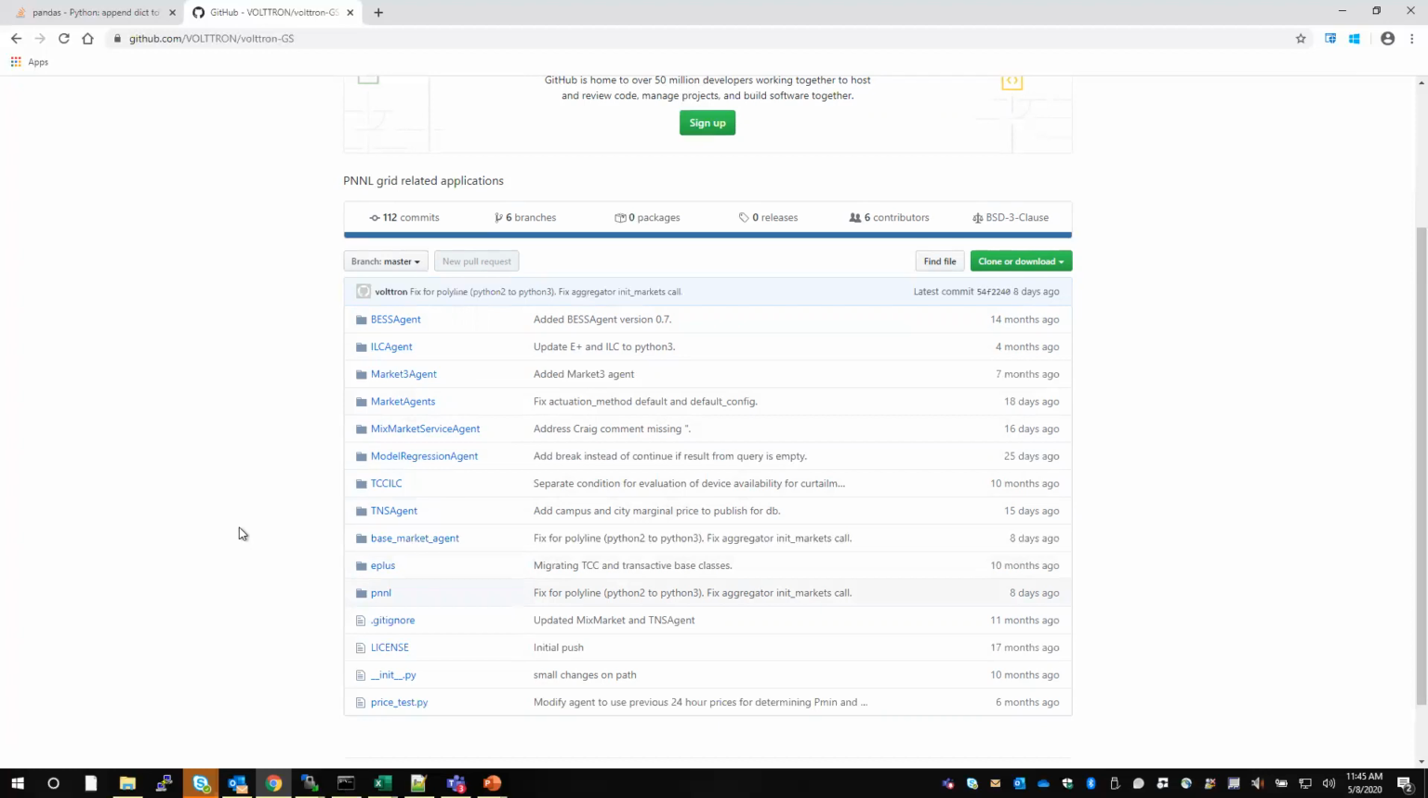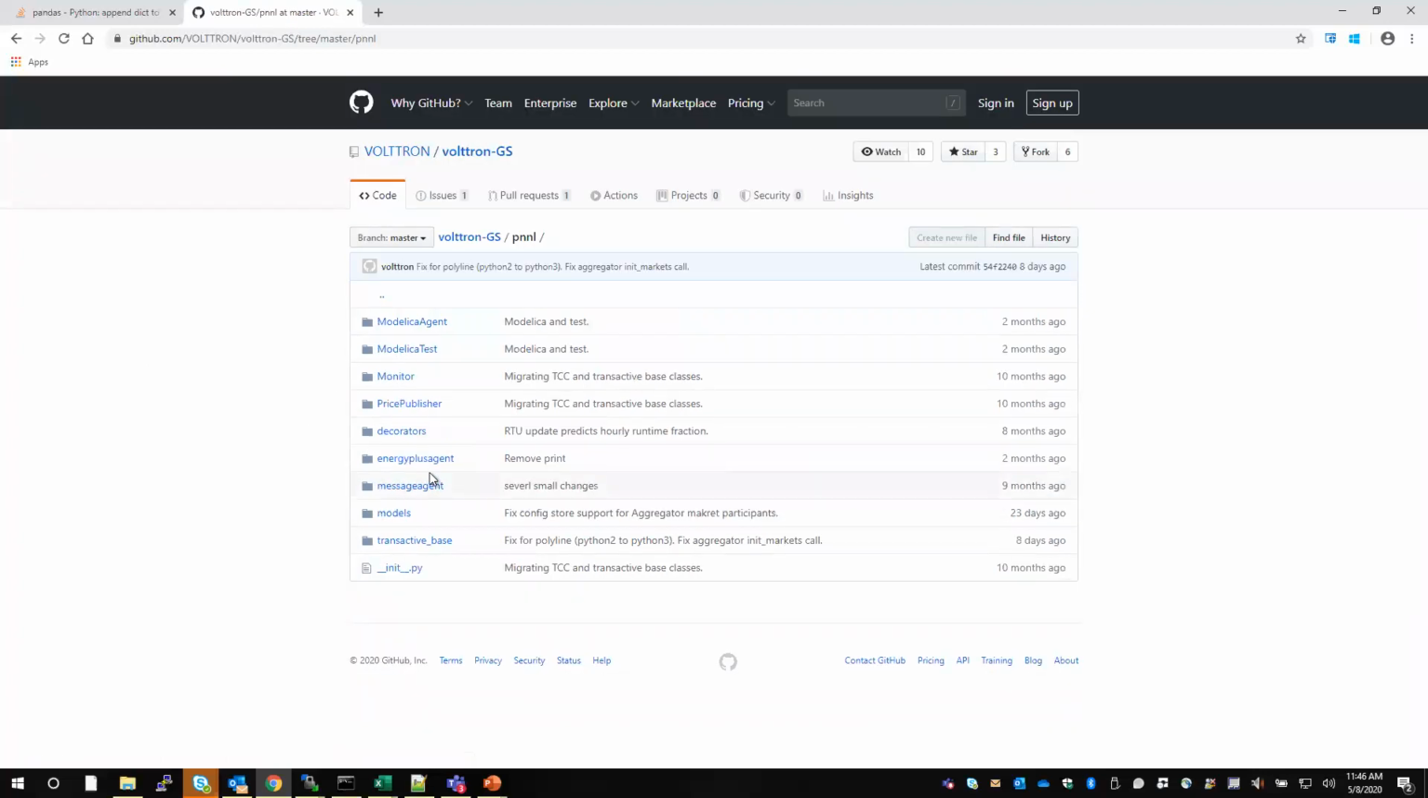And then we're going to migrate our economizer and our retuning applications into this repository as well. So this Voltron GS will be where the PNNL apps that are currently being supported will live. Oh, it also has our EnergyPlus agent and our recently developed Modelica agent for doing co-simulations with those two platforms.